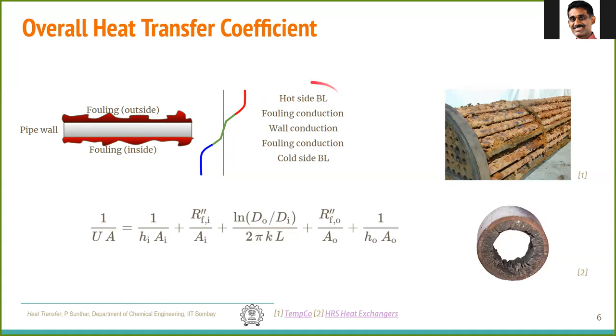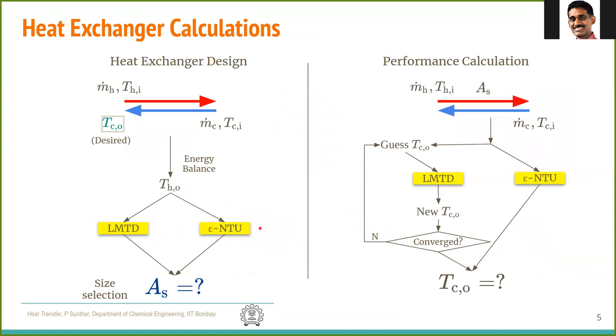So we have the hot side boundary layer, then fouling conduction, then wall conduction, then again fouling conduction on the inside or on the cold side. And then you have the cold side boundary layer. So the overall heat transfer coefficient U, the expression for that is the sum of resistances. The first resistance is the inner side. Then there is the inner side fouling coefficient, which is like a resistance. Then, if it's a pipe with diameters DI and DO, the inside and outside diameters, you have a ln(DO/DI) dependence there. Then you have the outside fouling conduction. And finally, the convective heat transfer coefficient for the hot side boundary layer. So this is a useful formula which we'll be using in both these methods of LMTD and epsilon NTU calculations.